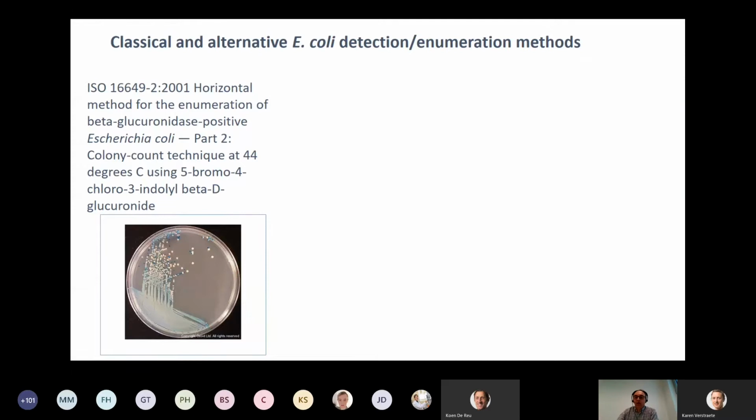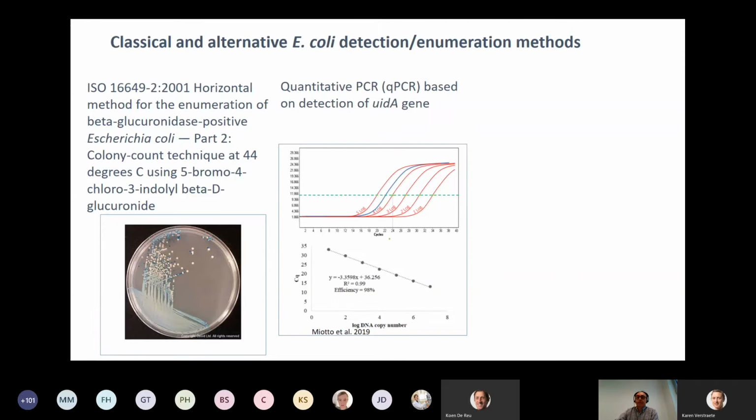Now, the enumeration of E. coli is usually performed by the classical bacteriology. We have in fact an ISO method in which a specific medium is used, and after 1 day of incubation, you can count the blue specific colonies. But there are also other quicker methods.